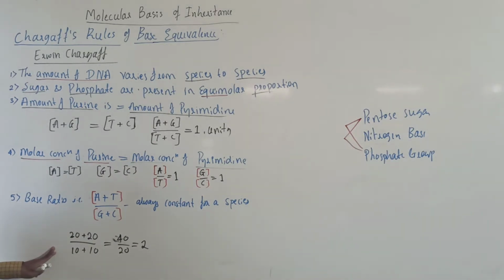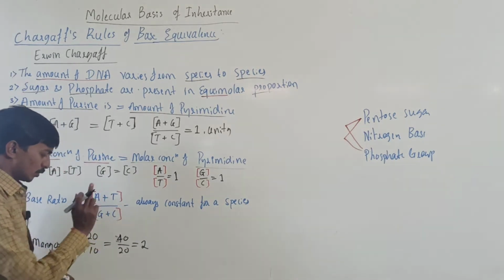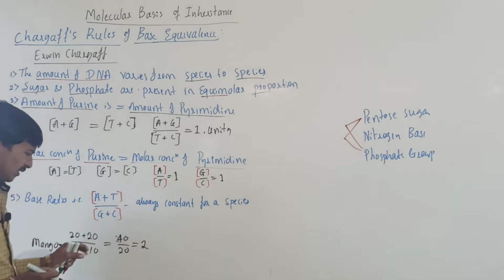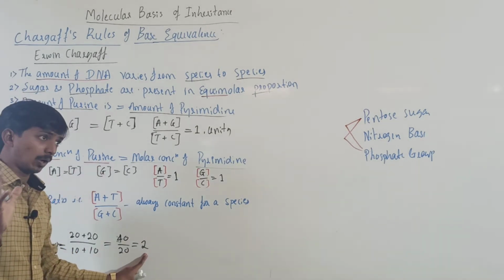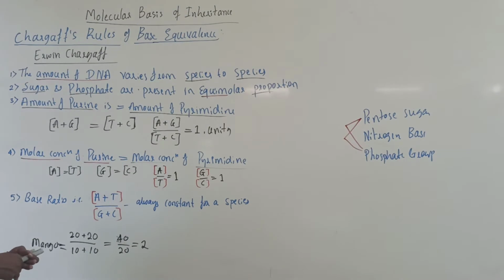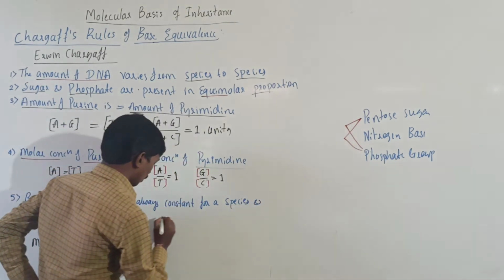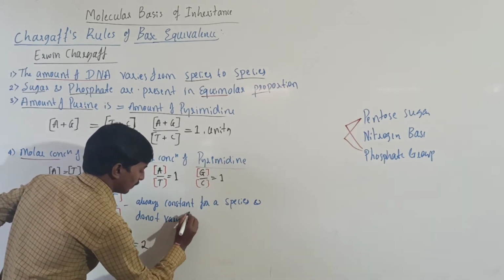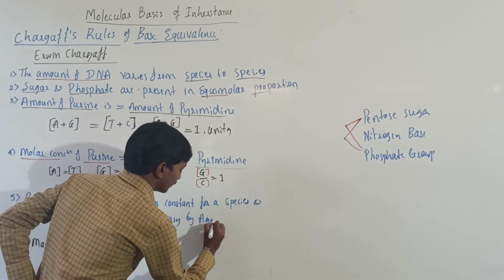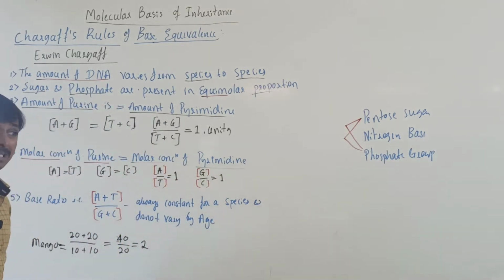For example, this ratio is for a mango tree. Example, not exactly. For a mango tree, in one cell, there are 20 adenines, 20 thymines, 10 guanines, 10 cytosines. So the 40 by 20 becomes 2. Okay. So this number is constant for all mango trees, all Mangifera species. Okay. And it does not vary by age.